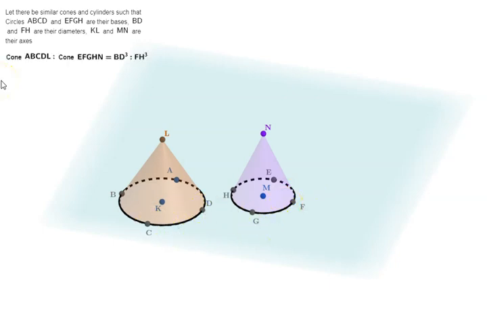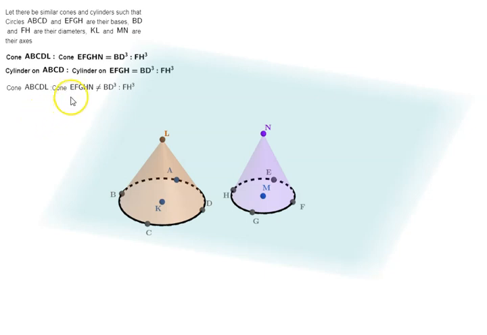So what the proposition is saying is that cone ABCDL is to cone EFGHN in the triplicate ratio of BD to FH, that is, the diameters. And it also says that the cylinder on ABCD is to the cylinder on EFGH in the triplicate ratio of the diameters of the bases. Let's use proof by contradiction. Let's say cone ABCDL is to cone EFGHN not in the triplicate ratio.